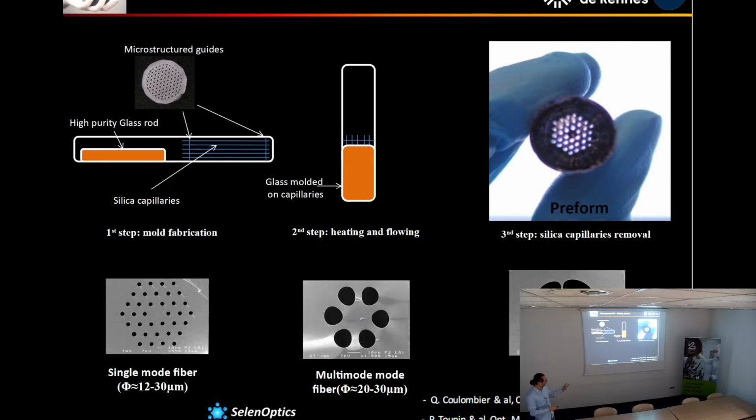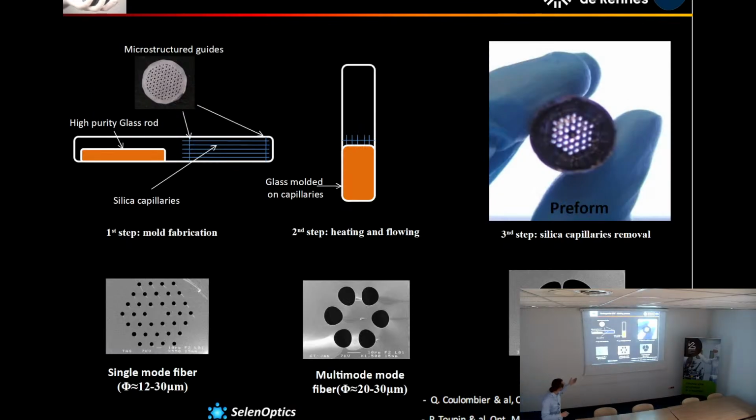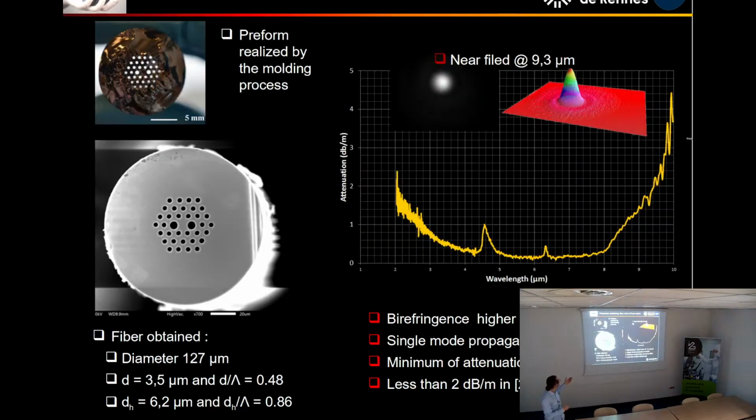And depending on the mold, you can obtain different fibers. This is an example of fibers obtained by this method. And by using this method, it's also possible to make this kind of fiber. This fiber has been made only 5 years ago by using 2 bigger holes in the first ring of holes of the fiber. That can permit to obtain a birefringence inside the fibers. And here you have the first chalcogenide glass fiber which is single mode and polarization maintaining.